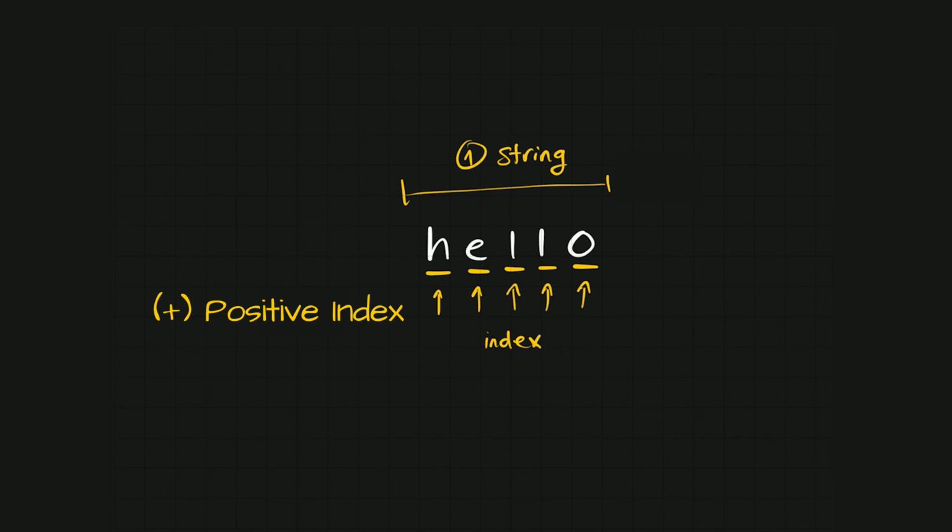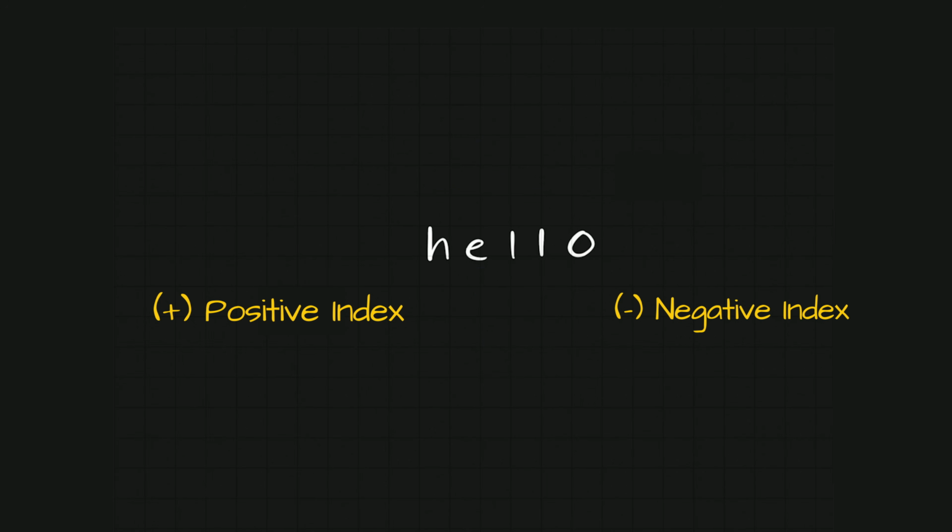and we have 2 types of indexes. We have the positive indexes and the negative indexes. So let me show you what I mean with that. Now about the positive indexes, we start from left to right. So we start with the first character, the H. This has the position of 0 and not 1. This confuses a lot of people. The second character is 1, then 2, and 3, 4.